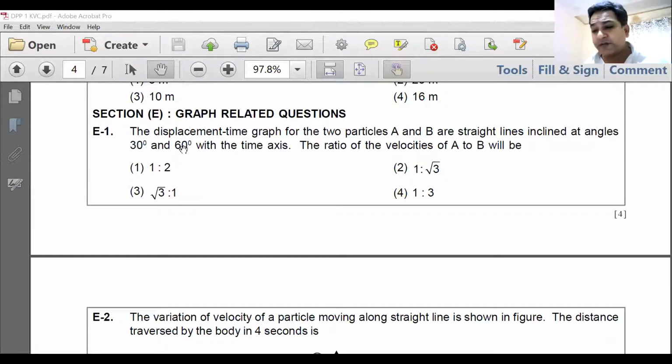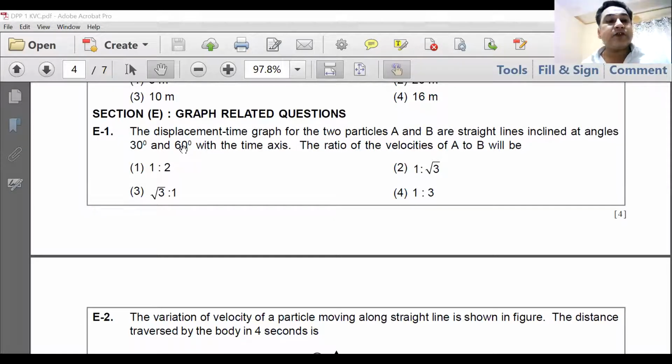This question has come very recently in JEE Mains, 2020, second session. Displacement time graph, it should not be displacement time graph, it could be position time graph. As I told you, sometimes they will write it displacement time graph. Don't be confused. It's position time graph.